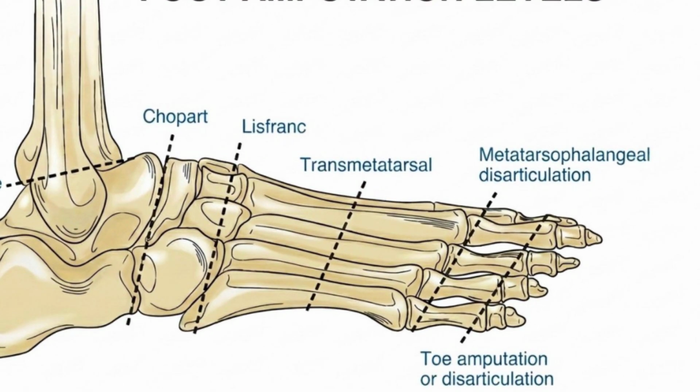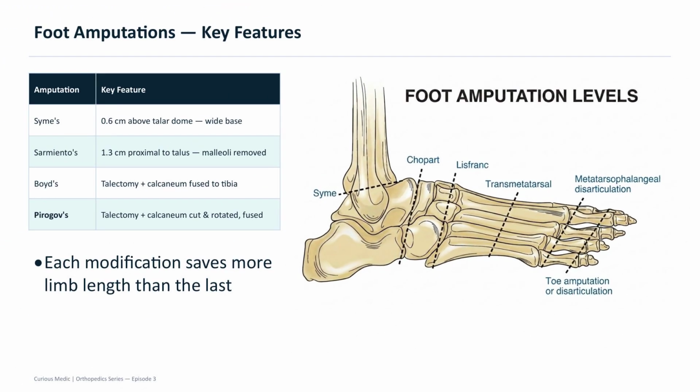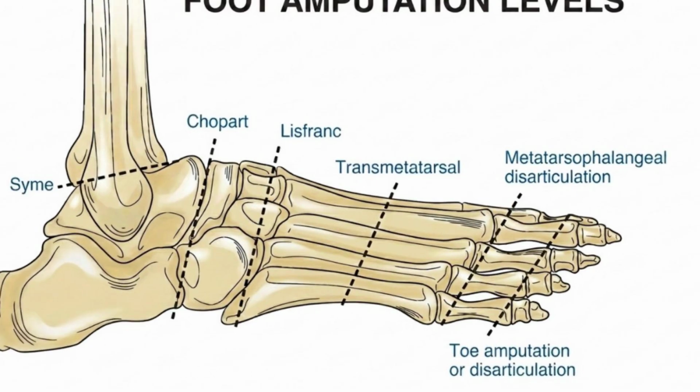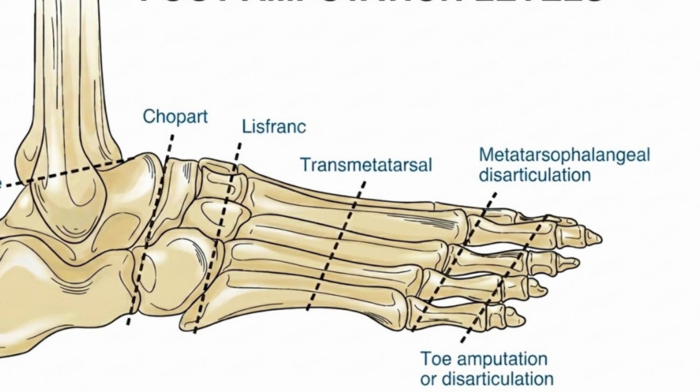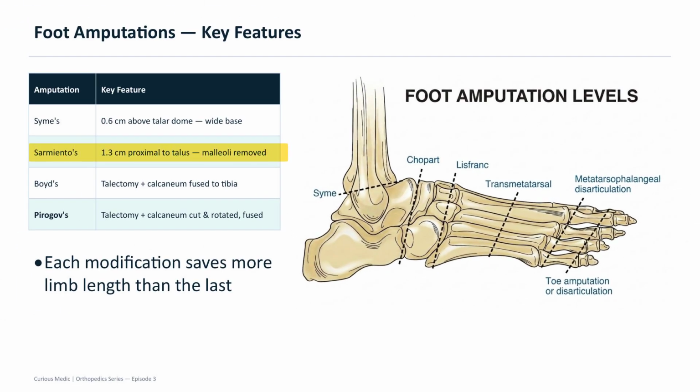Syme's amputation is performed 0.6 centimeters above the talar dome. The medial and lateral malleoli are retained. This gives a very wide base to the stump, but that wide base is actually a problem because it is too wide for comfortable prosthetic fitting. Sarmiento's amputation is a modification of Syme's. It is performed 1.3 centimeters proximal to the talus. The malleoli are also removed this time, producing a narrower base. Better for prosthetic fitting, but it removes slightly more of the limb.